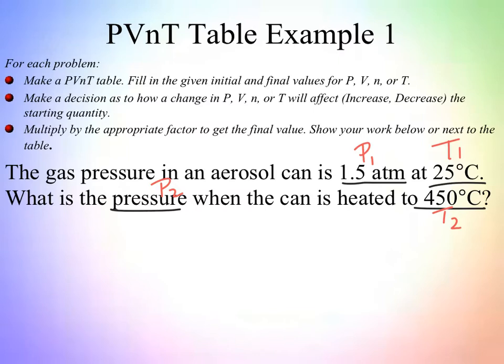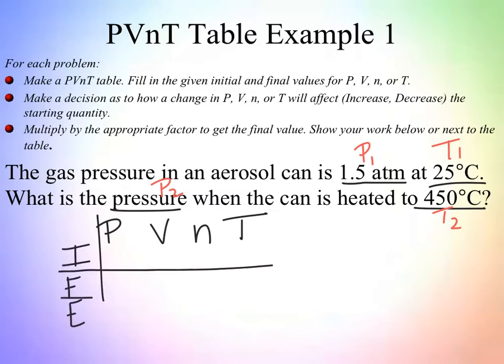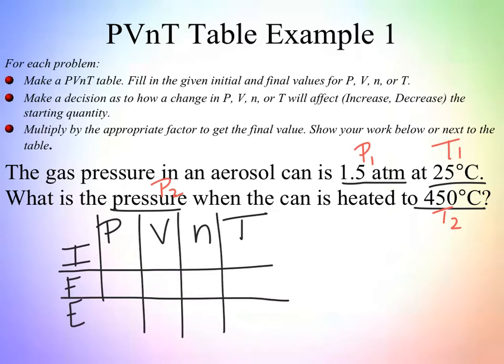So notice, if you wanted to go back and use the gas laws, you could, right? You could use Gay-Lussac's law if you wanted, but we're going to look at how to do it without having to memorize any equations. So the first thing we're going to do is make a PVnT table. What that looks like is we have P, V, n, and T, and then we have initial, final, and effect. So here is our PVnT table. This is your initial condition, final condition, and what the effect was.